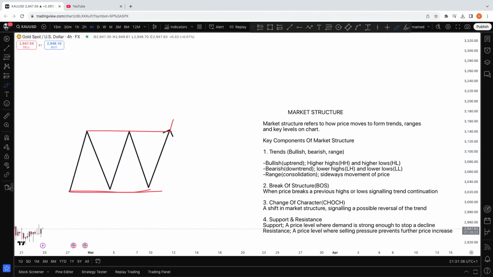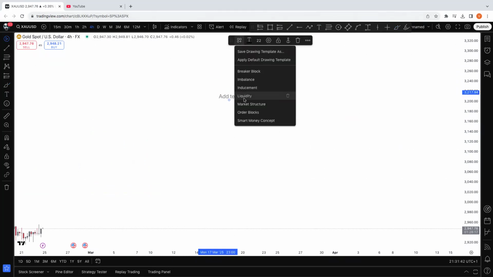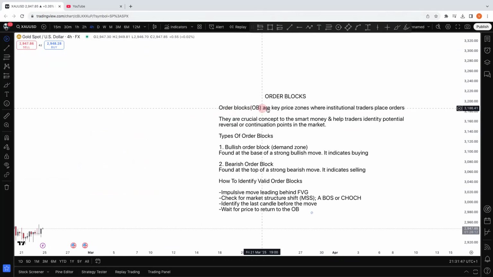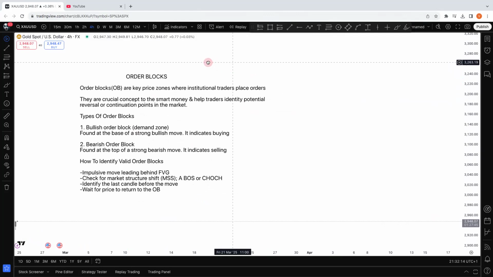Now, guys, let's quickly go to the next concept. The next concept we're going to talk about is order blocks. Let's talk about order blocks. Now, what are order blocks? Order blocks are key price zones where institutional traders place trades, or place their orders. It's the same thing. In fact, the order block is the most used zone by smart money traders. So if you're a smart money trader, you would want to understand deeply what an order block is.